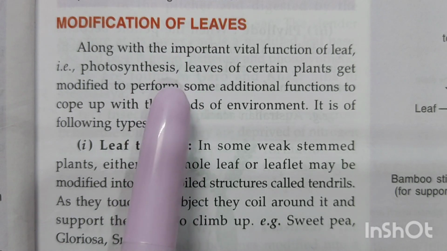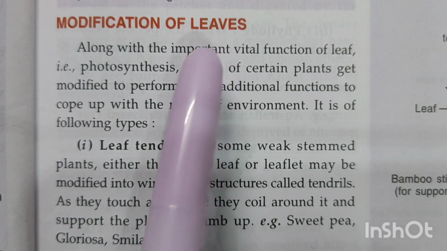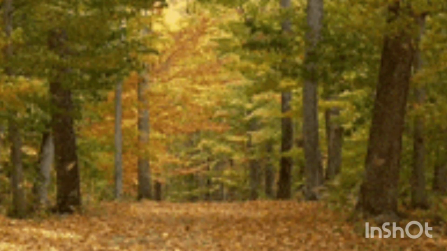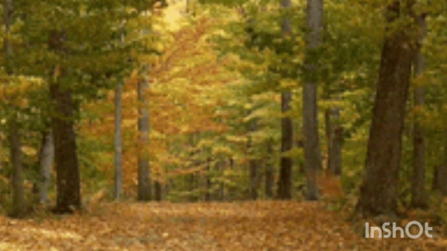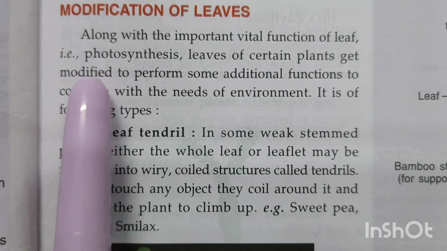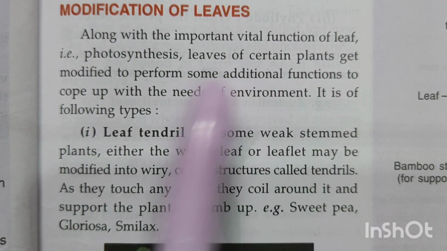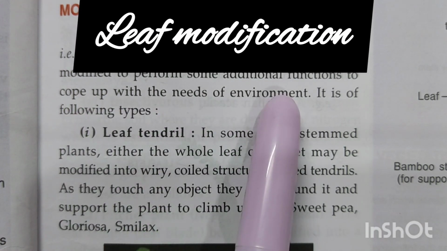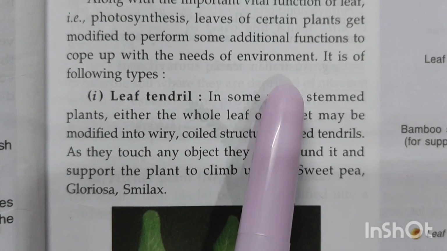Now, other than this, when the plant starts doing some other function and the leaves are involved in that, that is known as the leaf modification. Along with the important vital function of the leaf, that is photosynthesis, leaves of certain plants get modified. Modified means changed to perform some additional functions. To cope up means you can adjust with the needs of the environment. Now, what are those modifications and what are these structures?